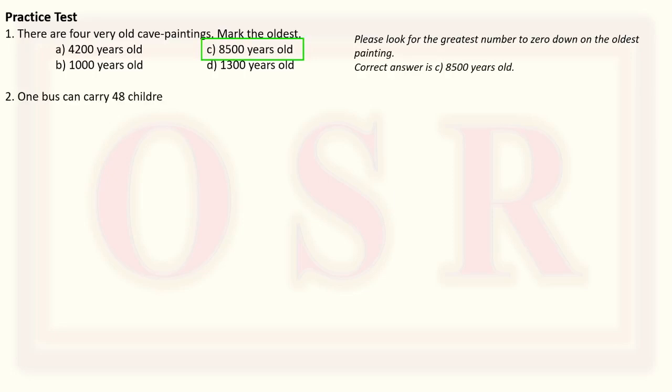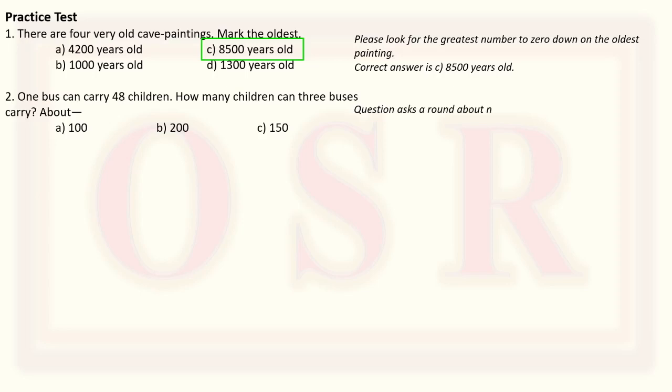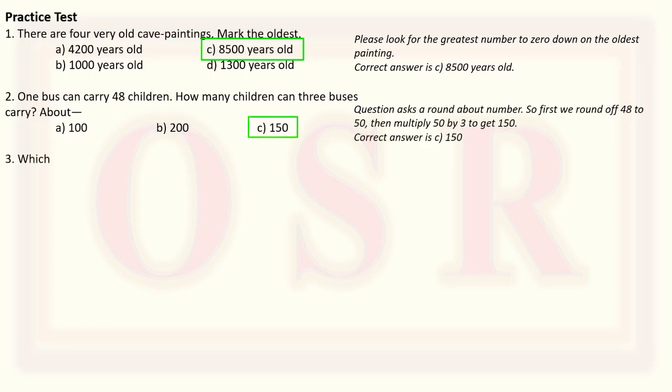Second question. One bus can carry 48 children. How many children can 3 buses carry? About 100, 200 or 150? Now the question asks for a round-about number. So first we round off 48 to 50, then multiply 50 by 3 to get 150. So the correct answer is C or 150.